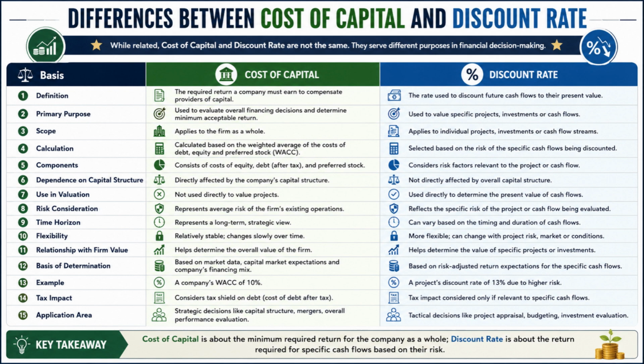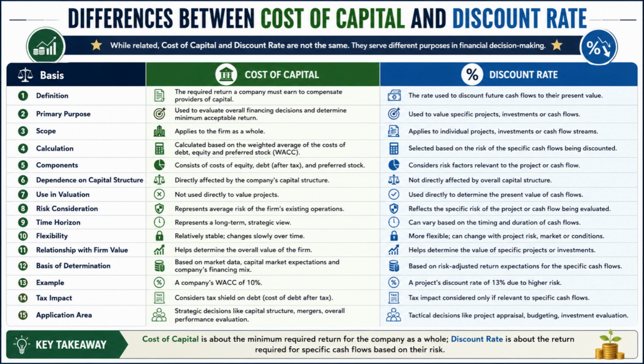Number 7. Cost of capital is not generally used directly to value projects, whereas discount rate is directly used to calculate the present value of future cash flows. Number 8. Cost of capital represents the average risk of the company's operations, whereas discount rate reflects the specific risk of a project or investment being evaluated.